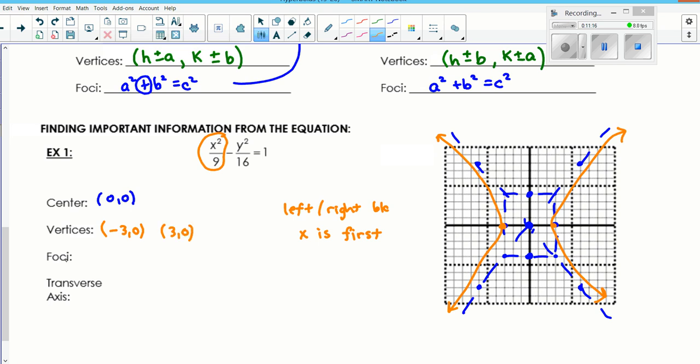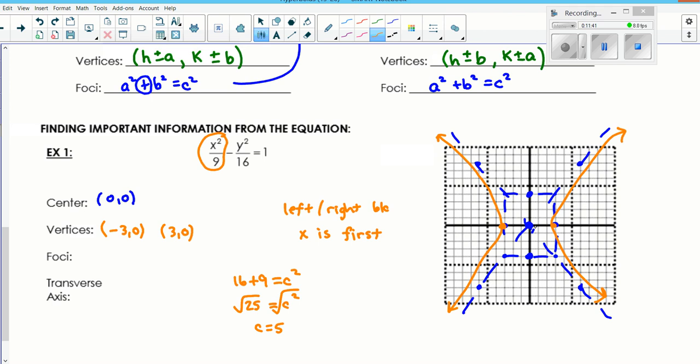To find the foci, I use that formula. So I'm going to use a squared plus b squared equals c squared. It does not matter the order, but I'm always going to write the biggest first. That way, when I use ellipses and I subtract, it won't matter. So 16 plus 9 equals c squared. So that gives me 25 equals c squared. So when I take the square root, I get that c is 5.